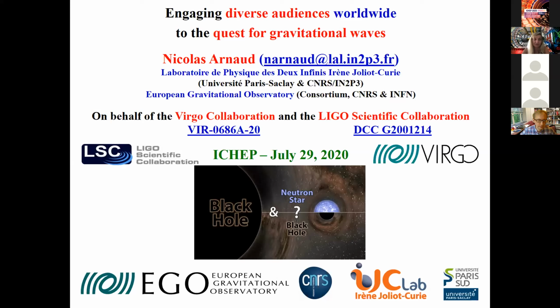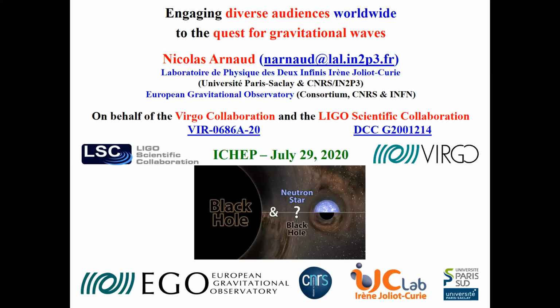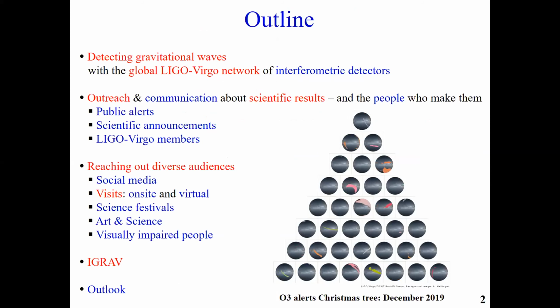Yes, we do. Okay, so I'm going to report on behalf of the Virgo collaboration and the LIGO Scientific Collaboration, which are working together to discover and study gravitational waves. After a brief summary of what we are trying to detect and how we do that, I will focus on outreach and communication. First, the scientific results, with the public alerts that we send to the astronomical community and to the general public each time we have a trigger that is significant enough.